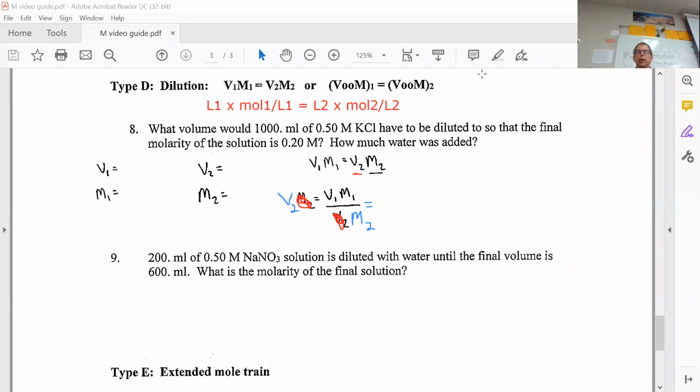In this video, we're going to do a dilution. This is page 4 of homework packet 8, and it's a type D problem. Let's take a look at what we have here. It says, what volume would 1,000 milliliters of 0.5 molarity KCl have to be diluted to so that the final molarity is 0.20?